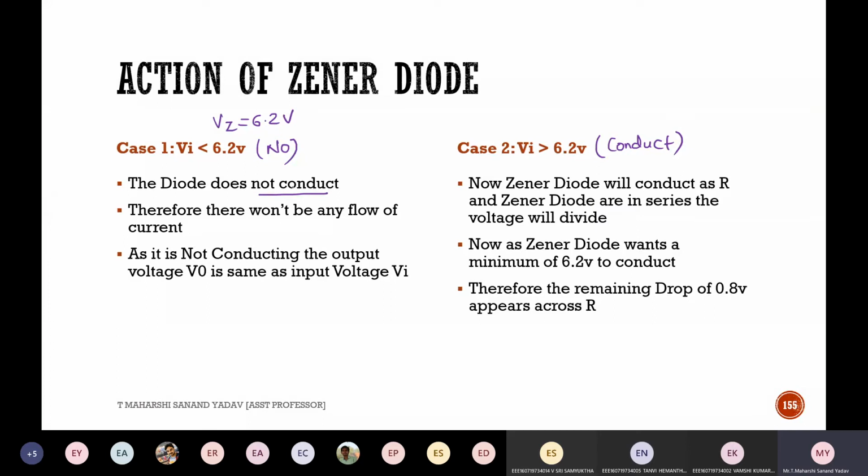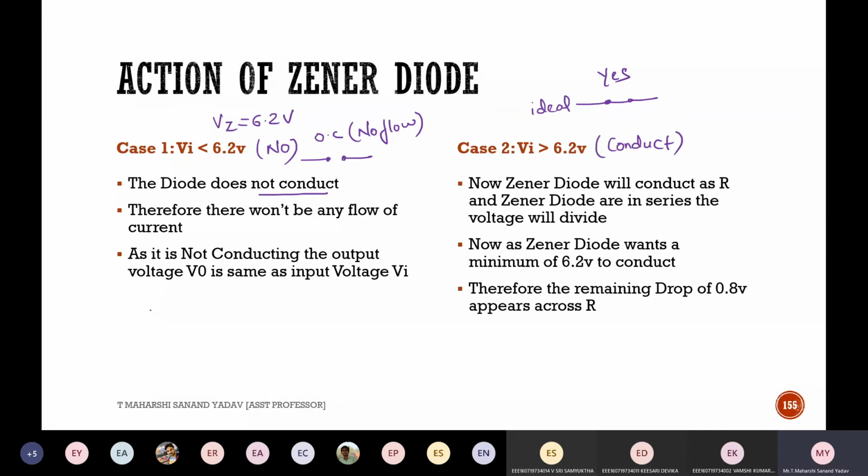See here. If it won't conduct, is it a short circuit or an open circuit? Open circuit. If it is an open circuit, will there be any flow of current? No, there is no flow of current. If it is conducting, it means it is a short circuit. I'm considering the ideal case here. Will there be any flow of current here? Yes. Next, as it is not conducting, the output voltage V output is the same as the input voltage.